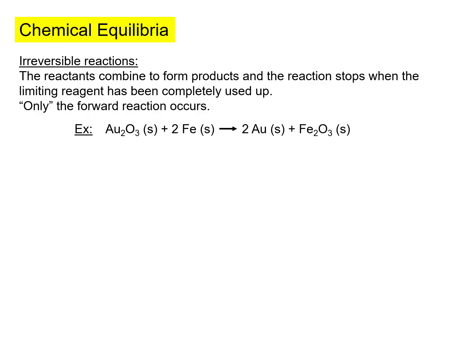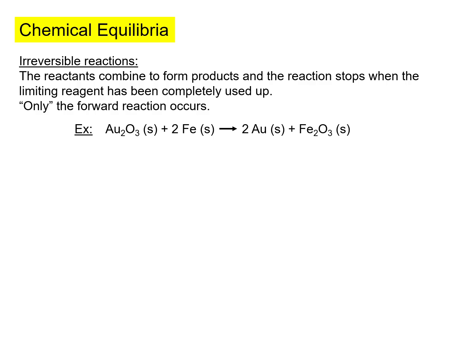So up until this point, we have been discussing irreversible reactions. This is where the reactants combine to form the products and the reaction stops once the limiting reagent has been completely used up. Only the forward reaction occurs.